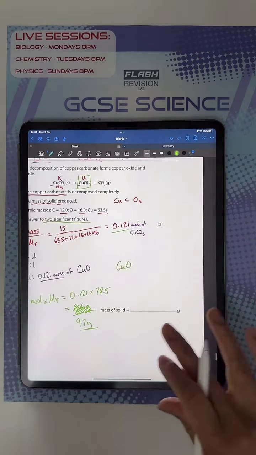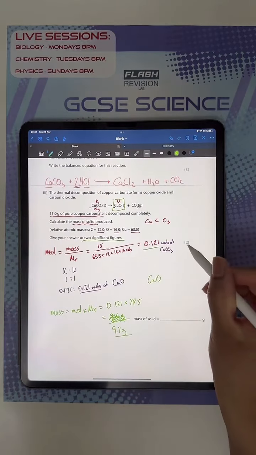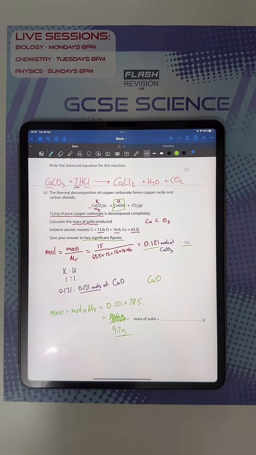How many marks is this? This is a 2-mark question. I think normally it would be 3 marks, more calculations. This one was only 2 marks.